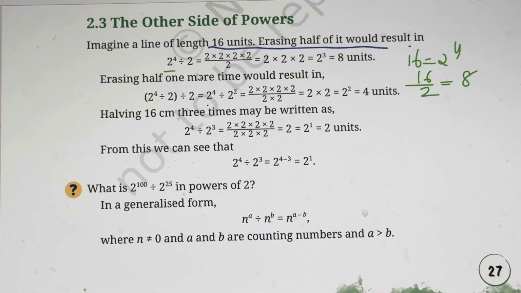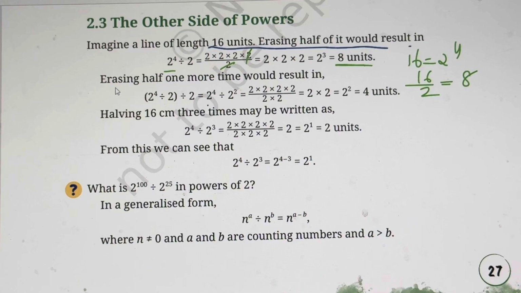Now if you understand the same thing, 16 here, 2 raised to 4, means 2 four times: 2 into 2 into 2 into 2, divided by 2. So 2 gets cancelled. What is left is 2 into 2 into 2, which is 2 cube, that is 8 units, right? So this is one thing.